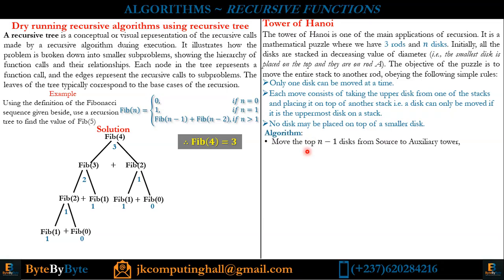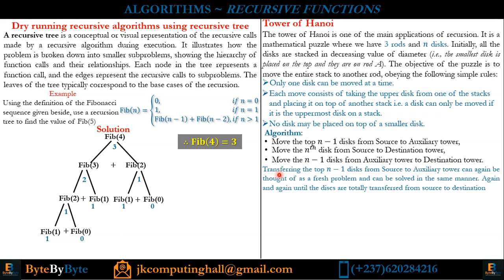The algorithm: we move the top n minus 1 disks from the source to the auxiliary tower. So the source is A, the auxiliary is B, and the final is C. So the algorithm specifies that we move the top n minus 1 disks from the source to the auxiliary tower, then move the nth disk from the source to the destination. As you can see, our three rods here are the source, auxiliary, and destination. Then we move the n minus 1 disks from the auxiliary tower to the destination tower.